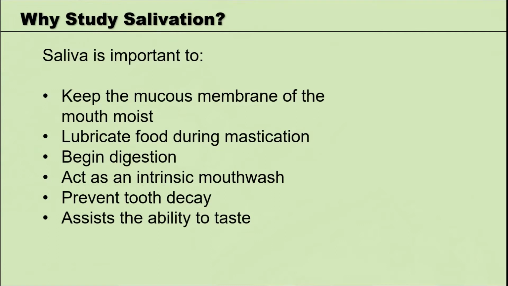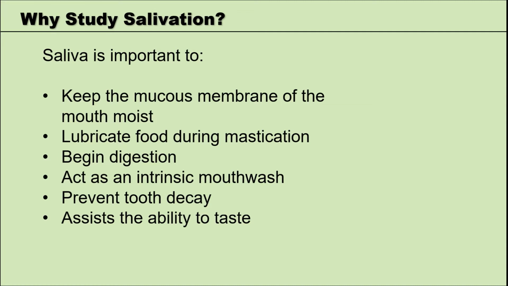But why are we studying salivation? Well, saliva, as you'll know from looking at other aspects of the module, is very important. It is used to keep the mucous membrane of the mouth moist. It lubricates food during mastication. It contains enzymes such as amylase, which begin the process of digestion. It also acts as an intrinsic mouthwash, preventing tooth decay with its antibacterial properties. And it spreads the food and disperses it across our tongue to assist in the ability to taste.